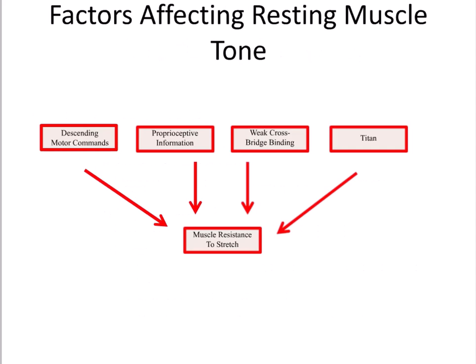So as a summary slide, you see here factors that are affecting resting muscle tone. You have descending motor commands. You have proprioceptive information that you can determine through reflex activity. You can have weak bridge binding of the actin and myosin myofilaments, as well as titin. All of these interact together to produce muscle's resistance to stretch.